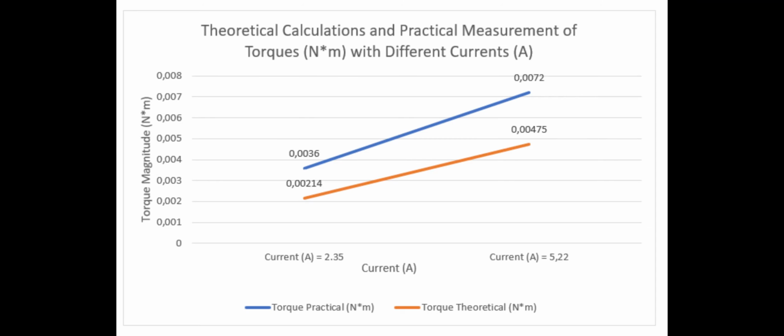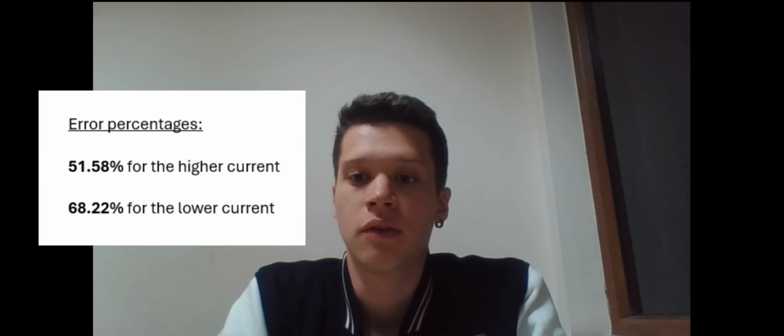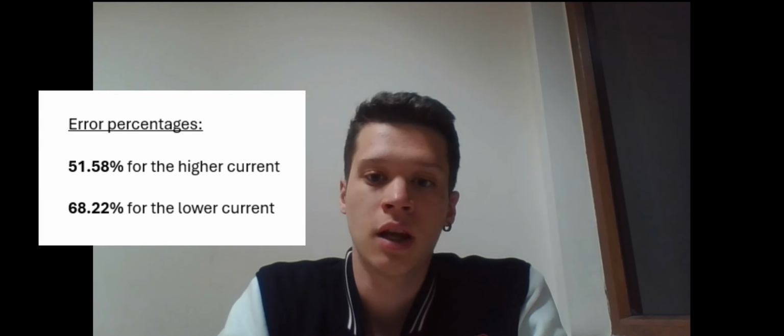I put the data on graphs to analyze it. With the graphs, it was seen that the theoretical calculations were lower than the practical measurements. Additionally, the error percentage was 51.58 for the higher current and 68.22 for the lower current.